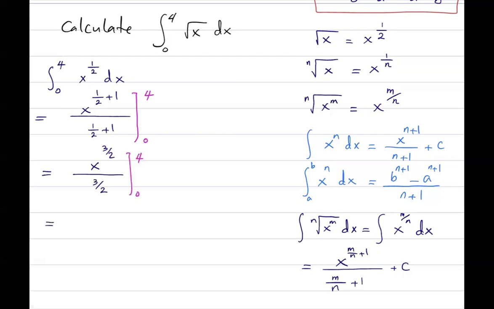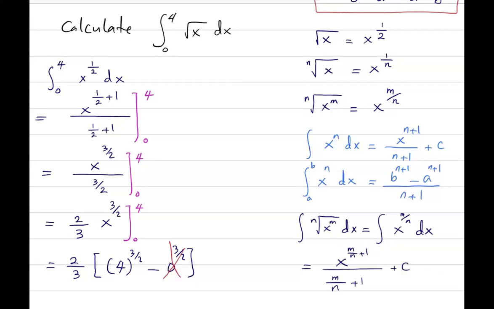So this can be written as 2/3 of x to power 3 halves, and then substitute the upper bound, substitute the lower bound, find the difference between them. This is written as 2/3. You can calculate the rest of these things inside this bracket. So x to power 3 halves, it means that we need to plug in 4. You get 4 to power 3 halves minus 0 to power 3 halves. We are not really worried about 0 in this case. How do you simplify this quantity?